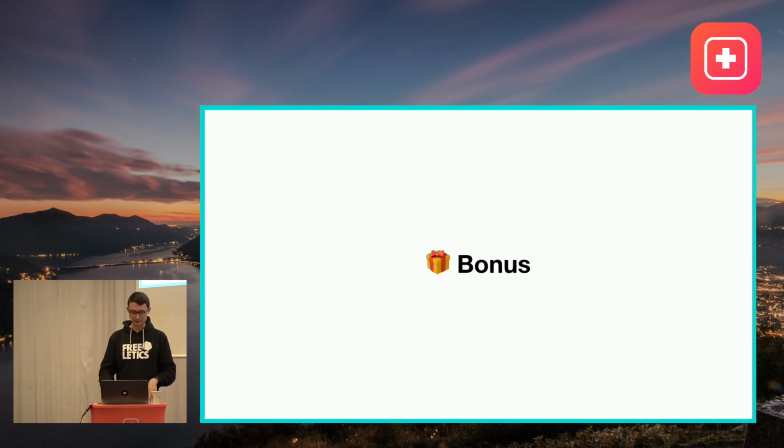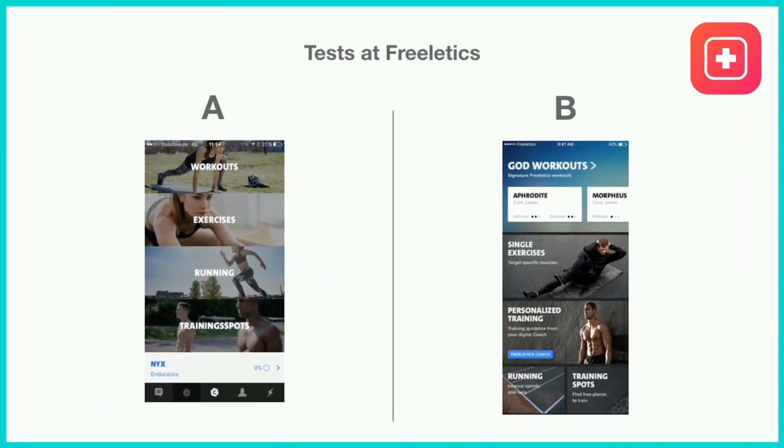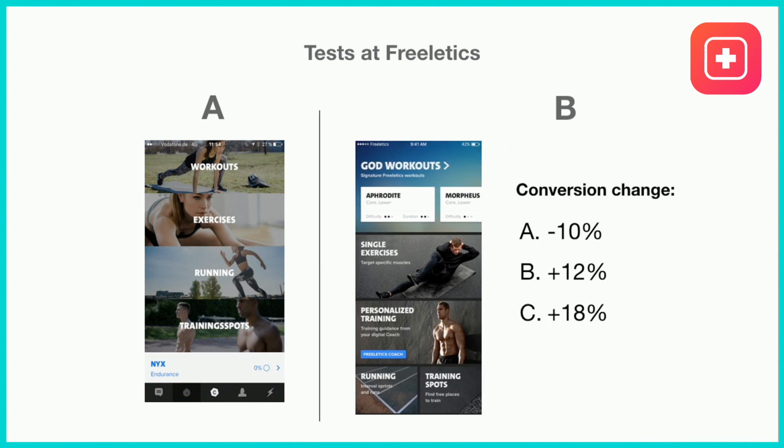And to demonstrate how hard it sometimes is to guess the results of an A/B test, we play a short quiz. This is the real A/B test we ran at Freeletics. It's about redesigning the screen, and in case A, it's the old design. In case B, it's a new design. And now try to guess the conversion change caused by B.